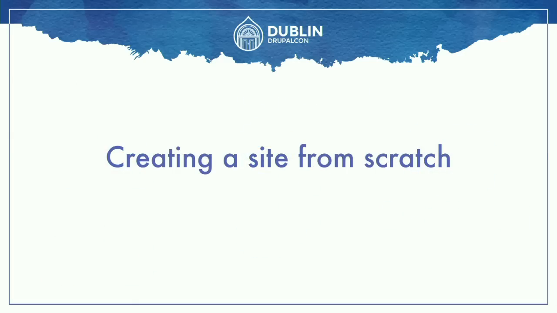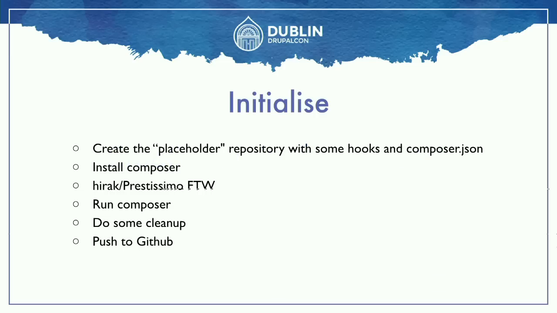So let's go there. Let's create a site from scratch. This script will initialize everything in the first step. We'll create the placeholder repository with some hooks and a very, very basic composer JSON to say hello to Toran, and then another hook that will integrate with Travis. Then we're gonna install Composer, which is not ready yet in our container. We're gonna also install this amazing Composer plugin called Prestissimo, which will download all your packages in a parallel way. So it will be super fast after that.